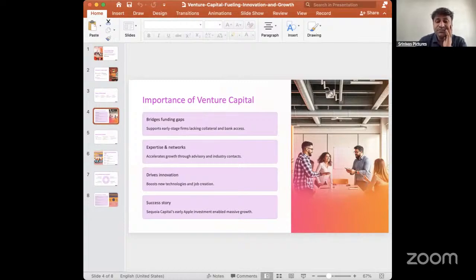Here, promoting entrepreneurship means bridging funding gaps. When an entrepreneur wants to start a business, it is very difficult to raise capital. In that situation, venture capital helps entrepreneurs. Next is experts and networks. Promote the products: venture capital comes with the participation of professionals and experts, so it accelerates growth through advisory and industry contacts.